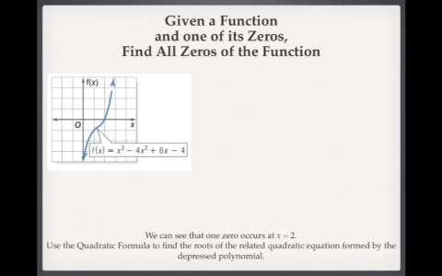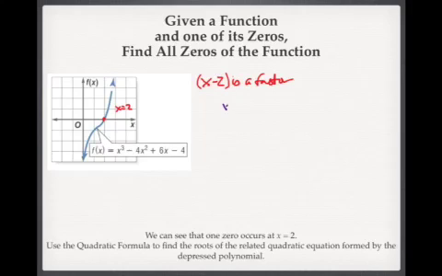Given the function and one of its zeros, find all the zeros of the function. So we played around with this last time, where you're given one root and then you find the depressed polynomial and you can find more roots from there. So let's go ahead and practice with this one. We have the root of x is equal to 2. So we're given one root, which means that x minus 2 is a factor.